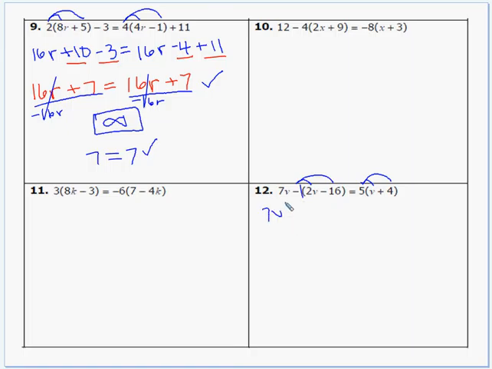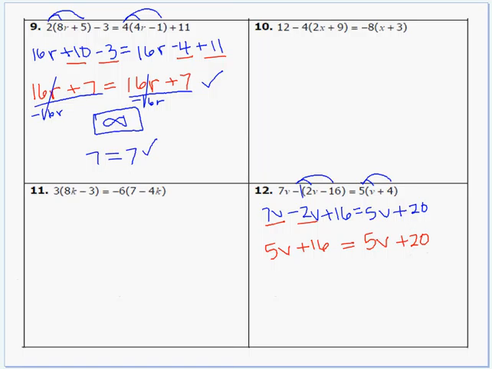So 7v is going to drop. I haven't done anything with that just yet. But negative 1 times 2 is minus 2v. Negative 1 times negative 16 gives me a positive 16. And I distribute my 5, and I get 5v plus 20. I need to keep going, so I'm going to start combining my like terms. And on the left-hand side, I do have two things that need to combine, these v's. So 7 minus 2 leaves me with 5v plus 16. This is going to be equal to 5v plus 20.